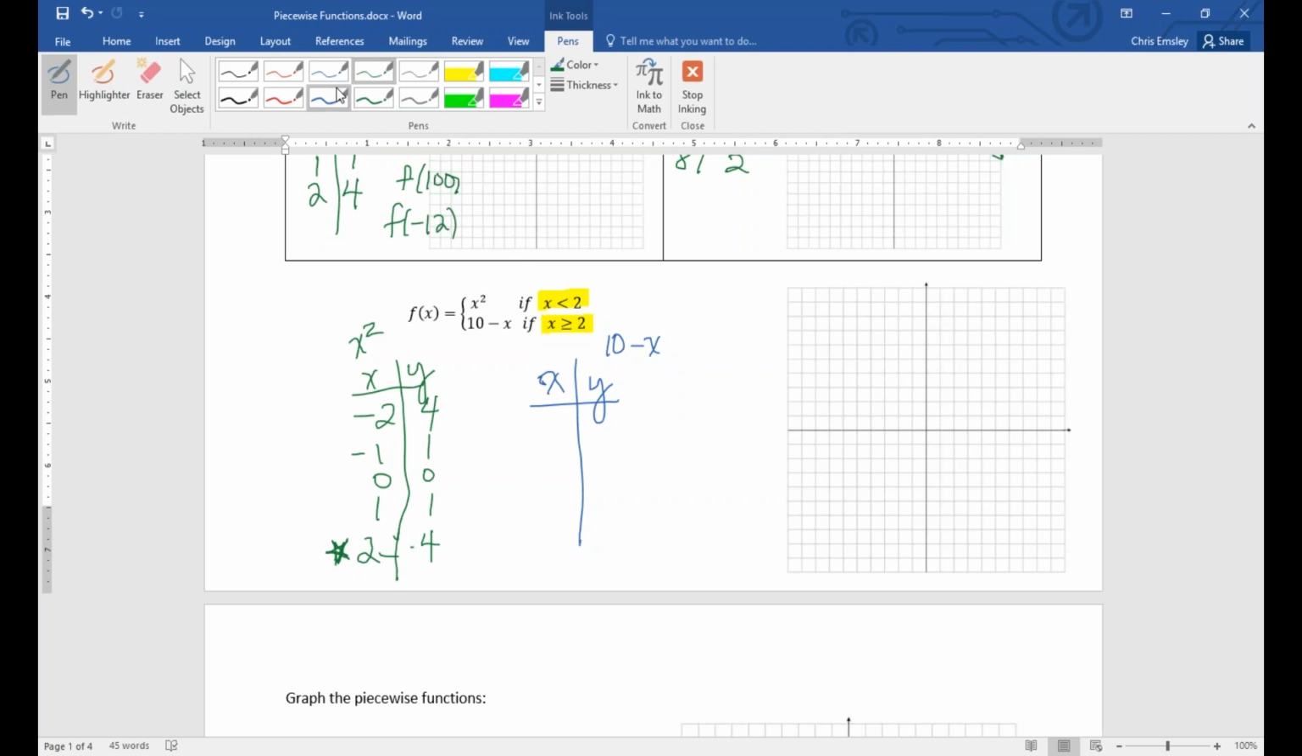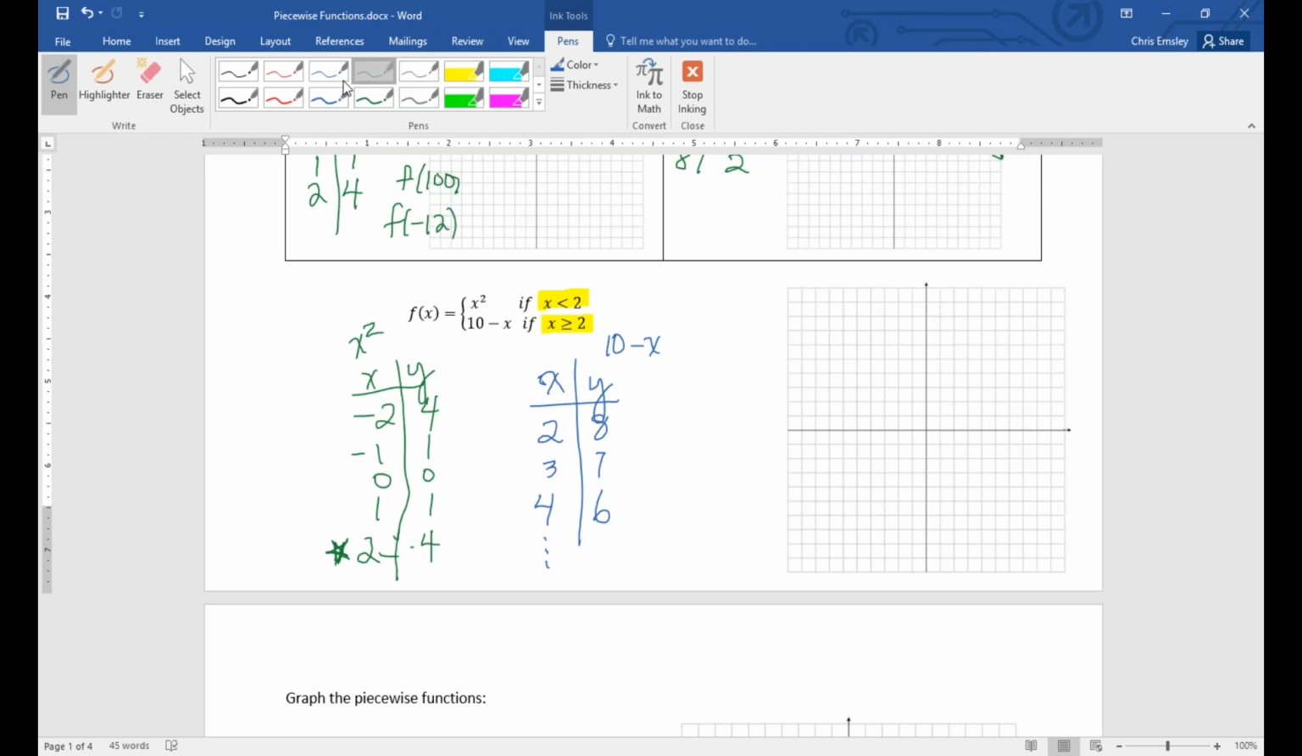Okay, and then over here, for my 10 minus x, this is only for values of x greater than or equal to 2. So I could plug in 2 or 3 or 4, and I could keep going on and on if I wanted to. 10 minus 2 is 8, 10 minus 3 is 7, 10 minus 4 is 6.